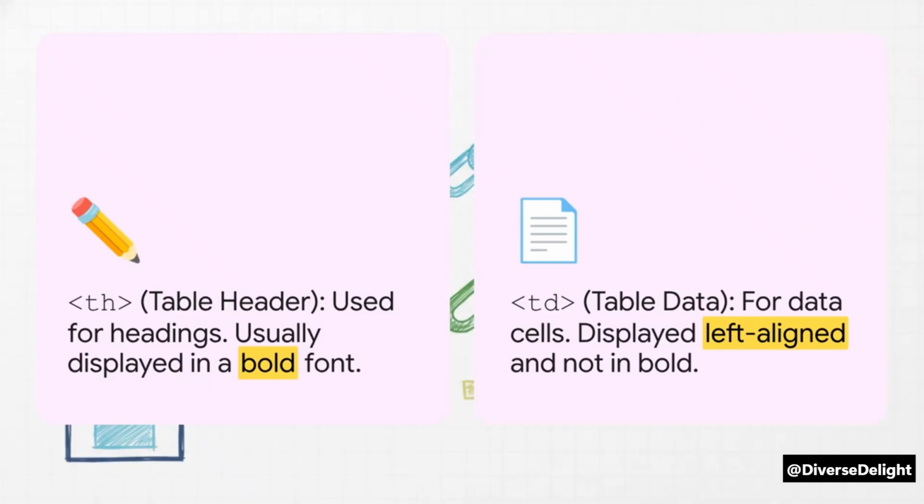Now, there's one more little detail. We've seen TD for your regular data cells, but what about the headings like outgoings or profit? For those, we use TH, or table header. This just tells the browser, hey, this cell is a title, and it usually makes the text bold automatically. It's a small thing, but it makes the data so much easier to understand.